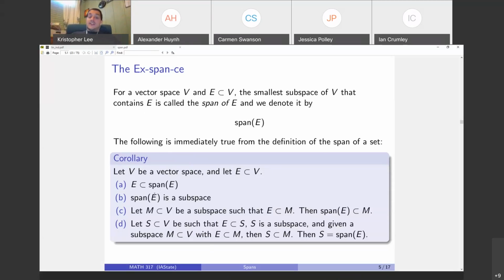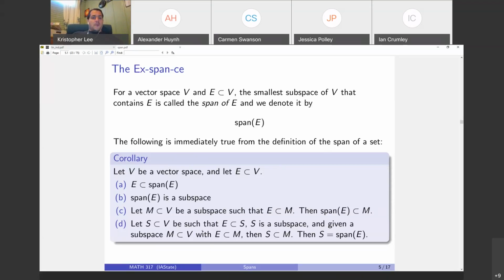Boom. It itself is a subspace, so it's closed under scaling and addition. That is by its construction. Given any subspace that contains E, well, span needs to be contained in there because, again, it is the smallest one. We proved that a subspace with these properties exists.